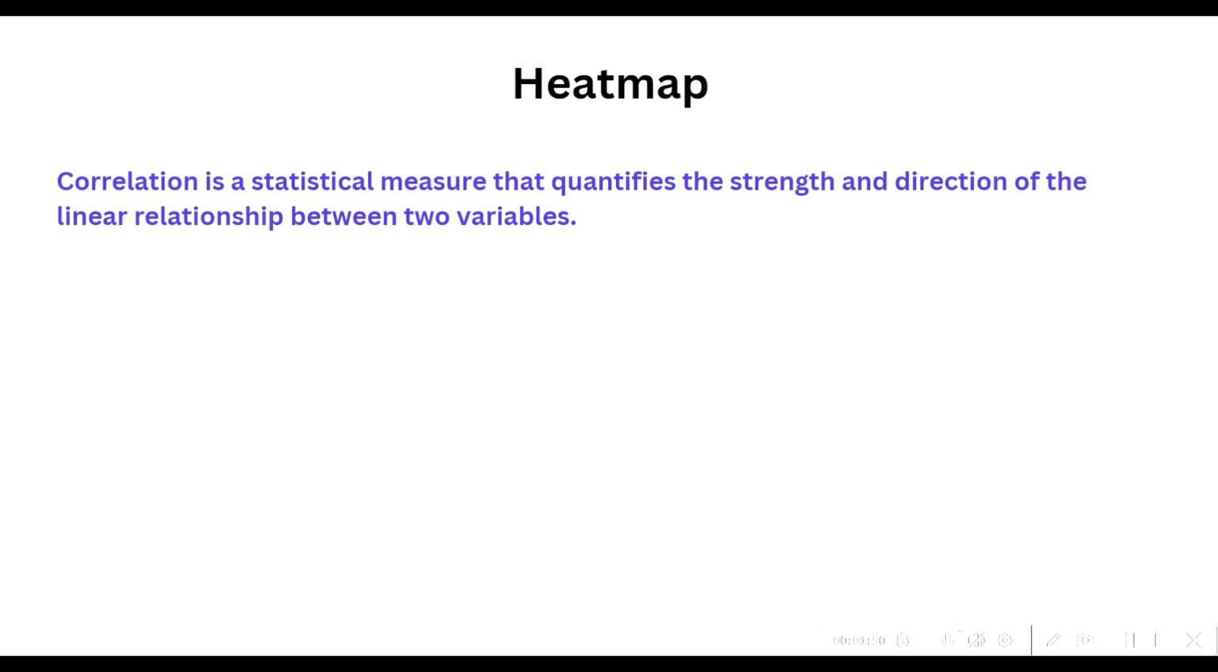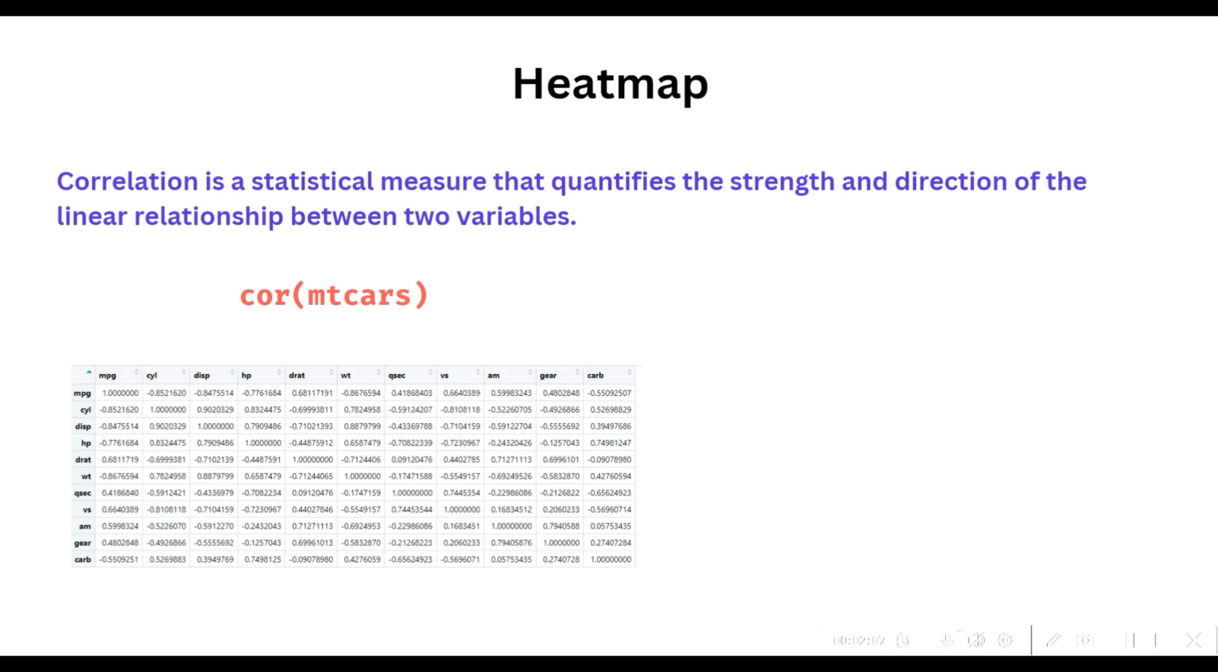In R, the correlation between two variables can be found using the cor function. If the cor function is used on a dataset or matrix, it computes the correlation between all the columns of the data frame or matrix. So if the cor function is used on the mtcars dataset, then it gives the correlation values for all the variables in the dataset.